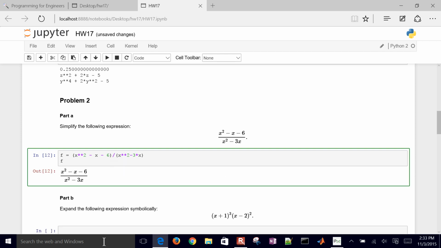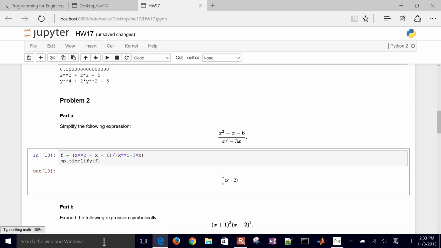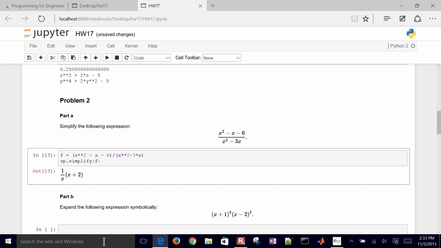Okay, that looks great. But now we want to simplify it. So I'm going to use the sp dot simplify, and I'll simplify f. Okay, and it was able to cancel some things out and simplify the expression.